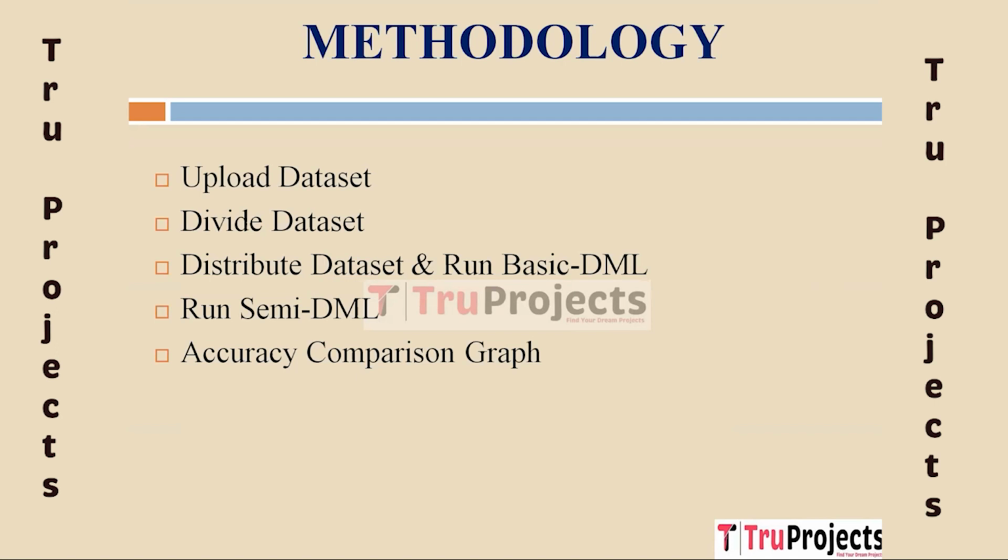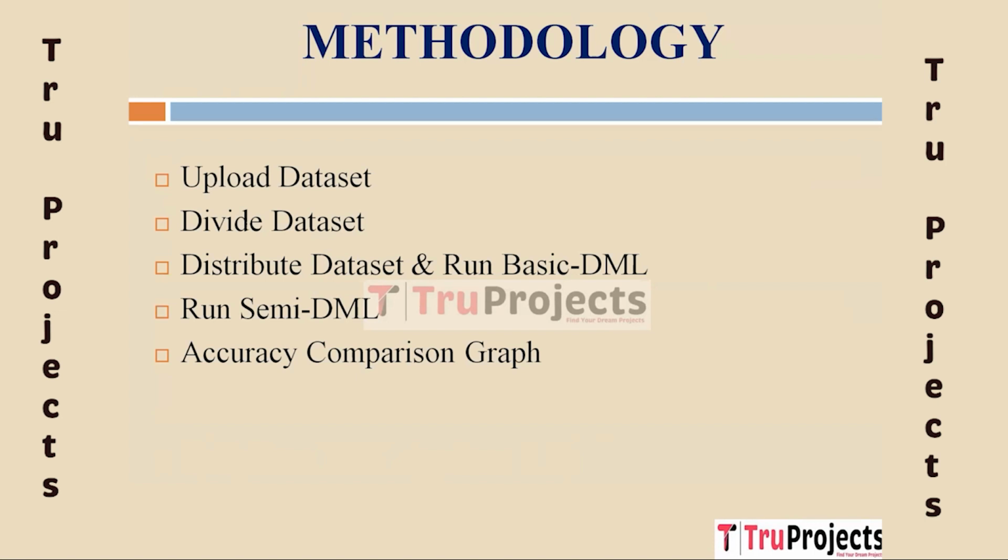Third module is Distribute Dataset and Run Basic DML. Once the dataset is divided into shards, each shard is distributed to a separate device or node for processing. The distributed machine learning algorithm Basic DML is then run on each device. Basic DML refers to the initial distributed learning approach where each device trains its model independently using its assigned shard of data. After training, each model's parameters are averaged or aggregated to create a global model representing the collective knowledge of all devices.